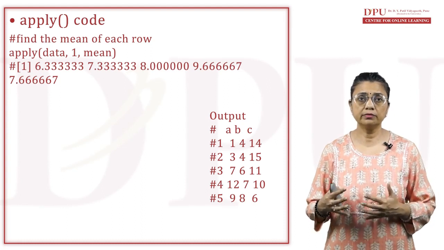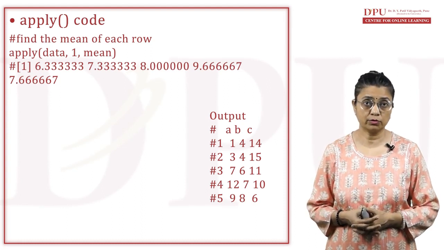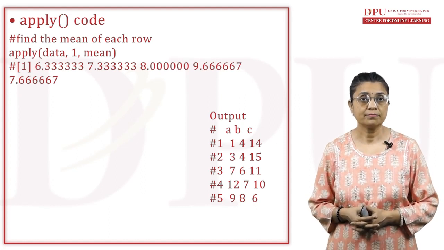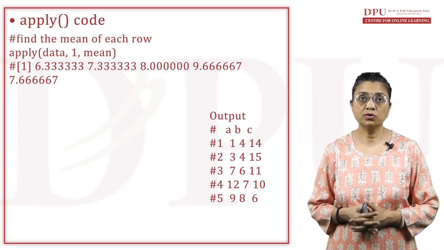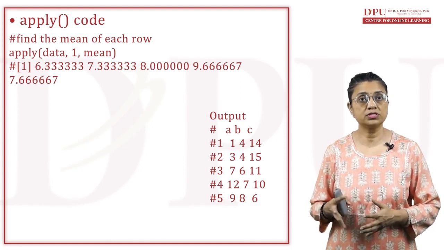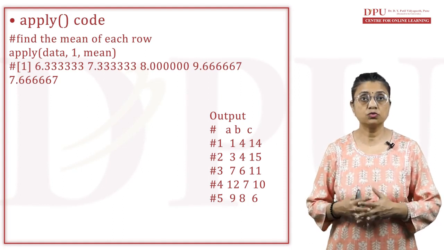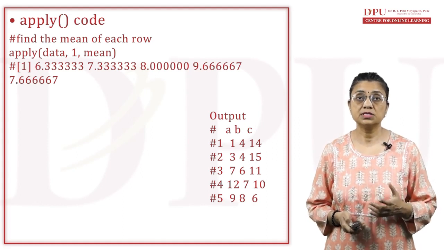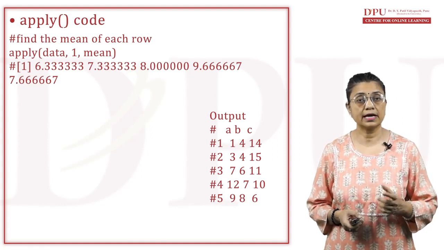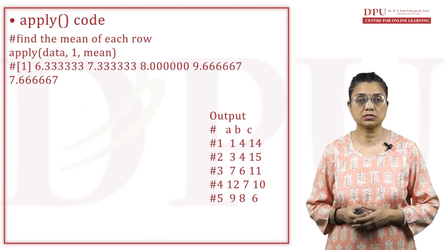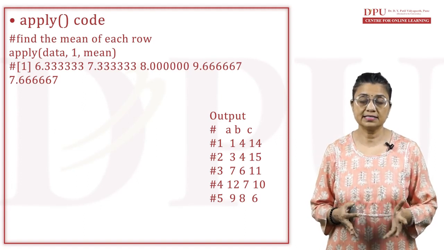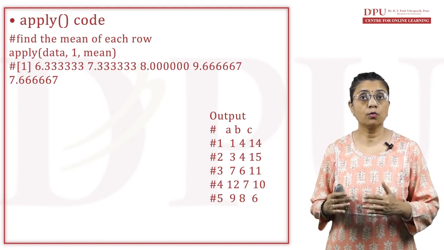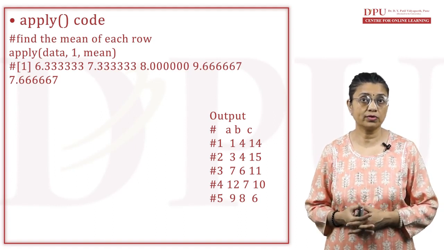Now, in the third one, you can see that we are trying to find out the mean. We are trying to find out the mean of, let's say, every row. As we know, 1 stands for row and 2 stands for column. So if I write 2 for the parameter margin, it means I'm finding out the column totals, and if it is 1, it is row totals. So if I apply data with 1 comma mean, I want to find out the mean row by row.